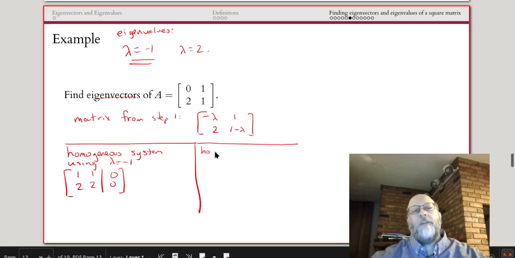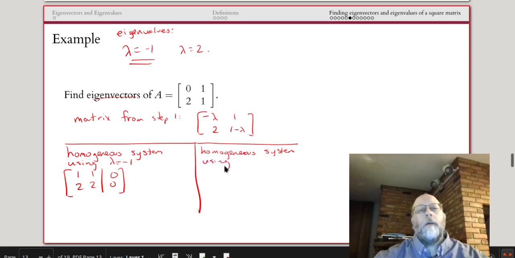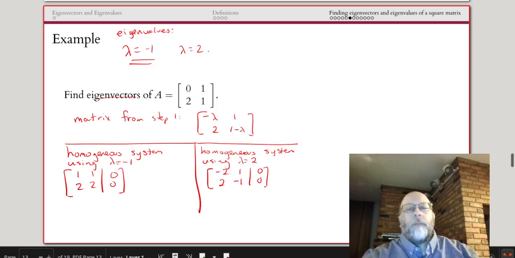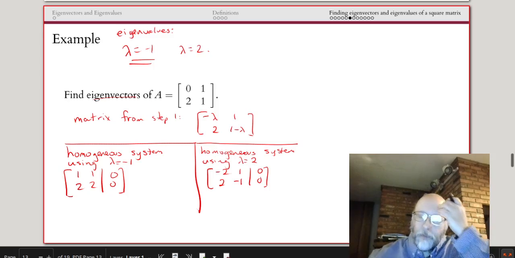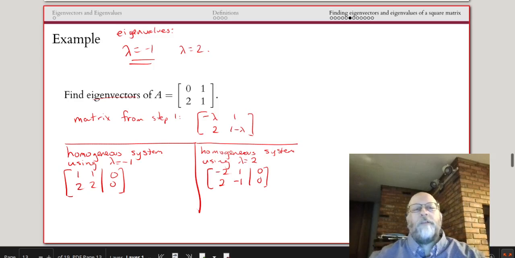Here's the homogeneous system we get for lambda equals 2. -2, 1, 2. 1 minus 2 is -1. And one of the things I think you'll notice is that both of these systems will have a free variable in them.